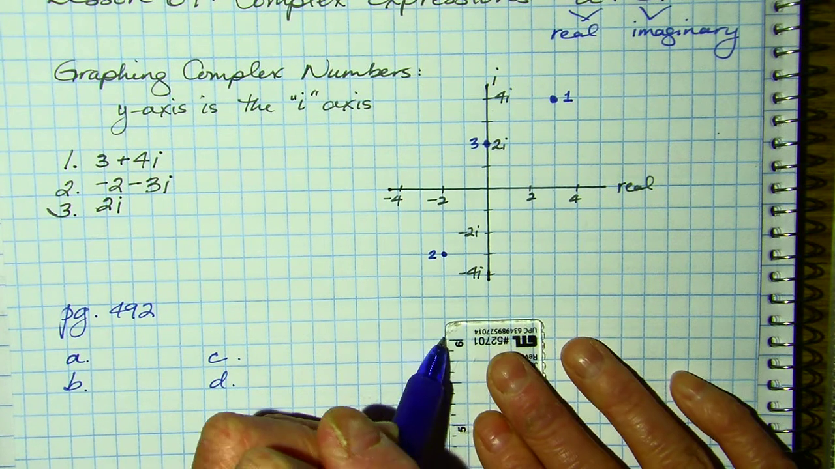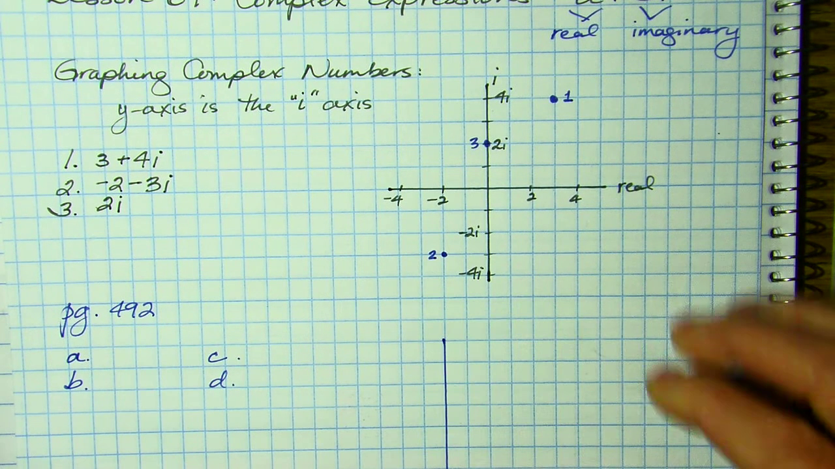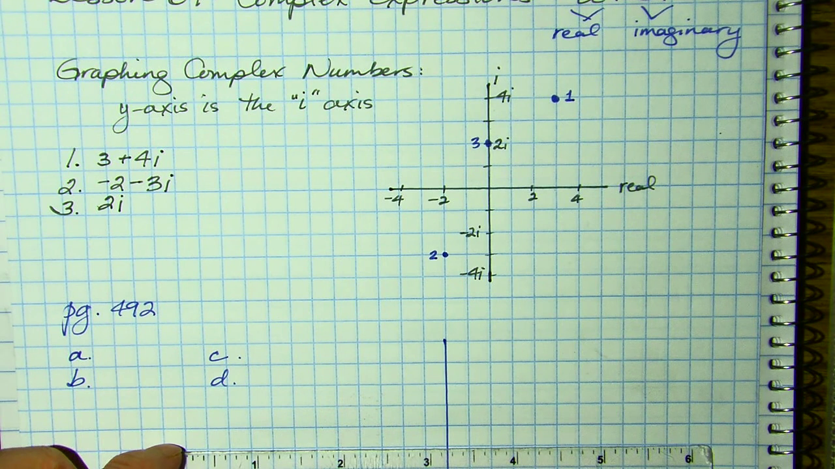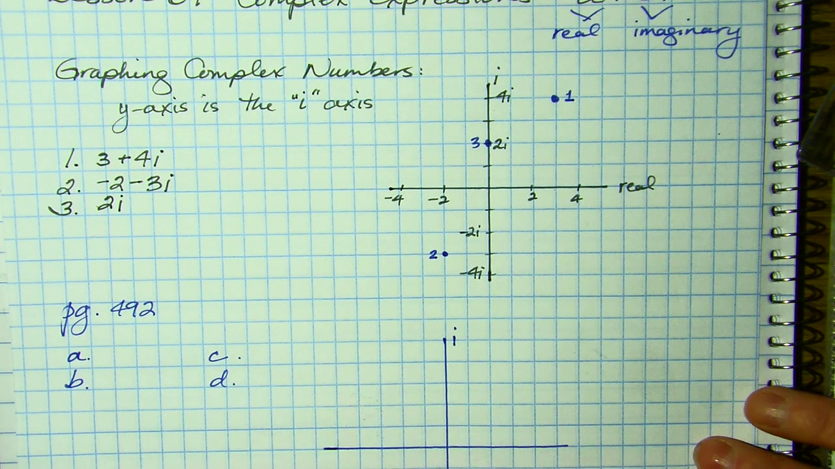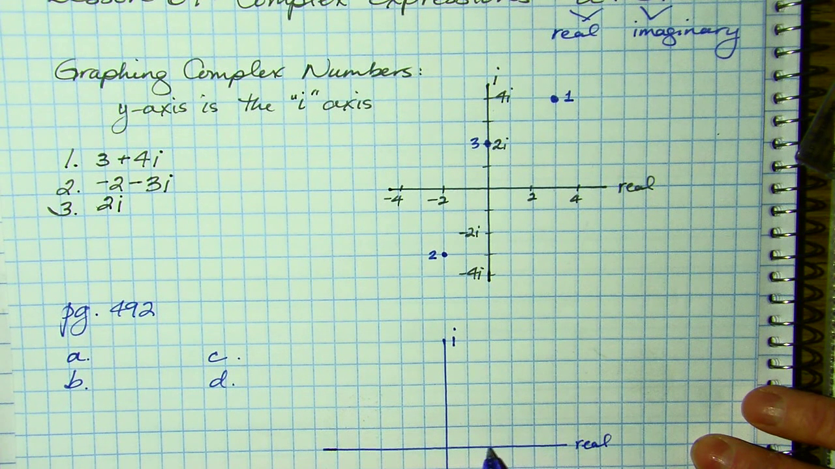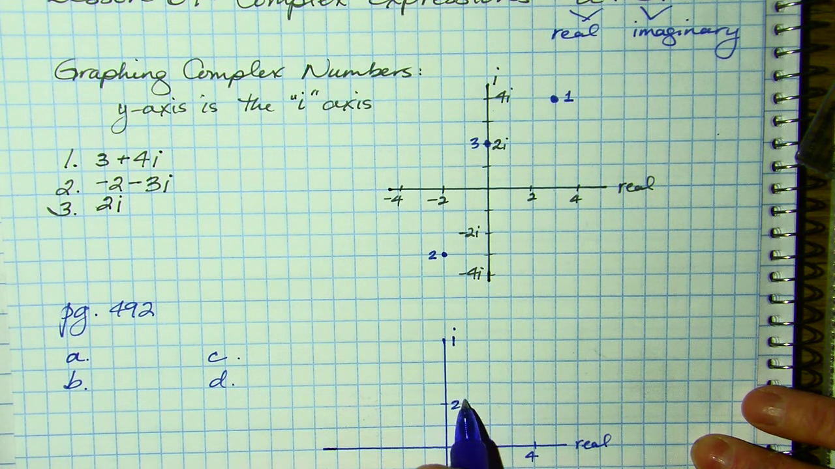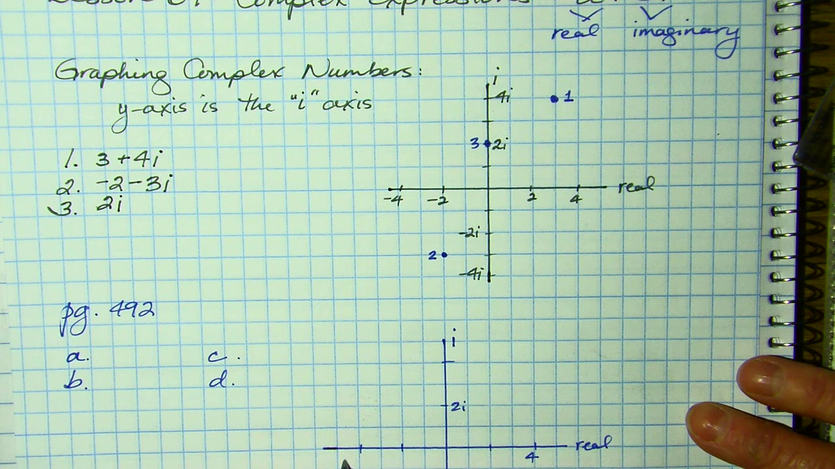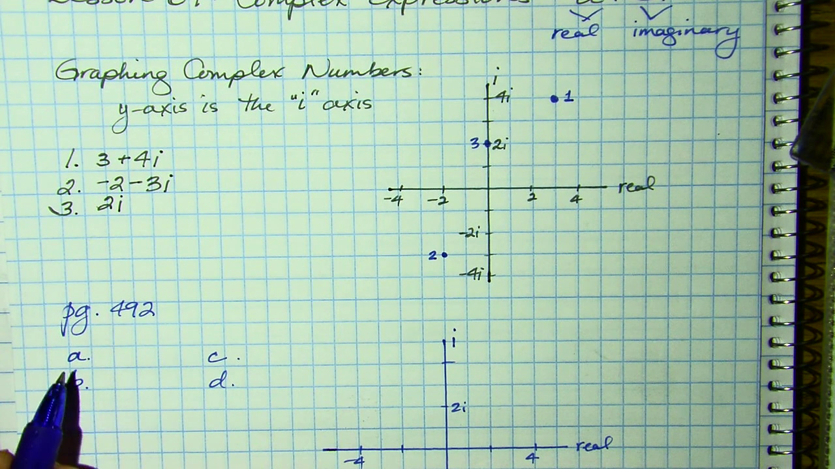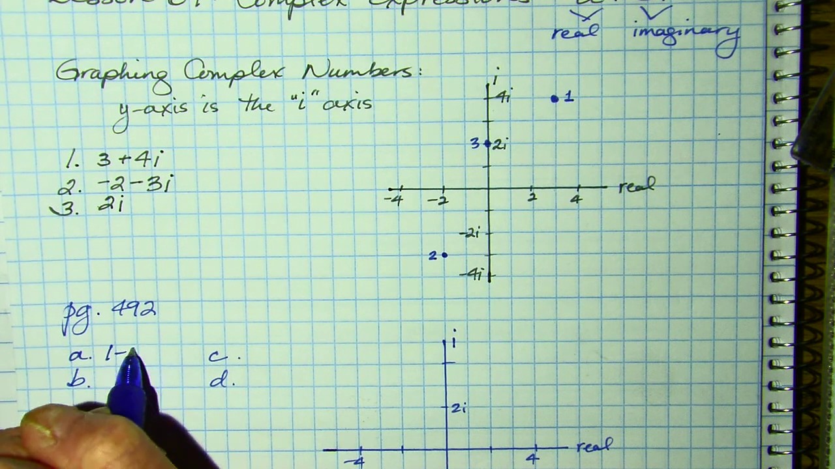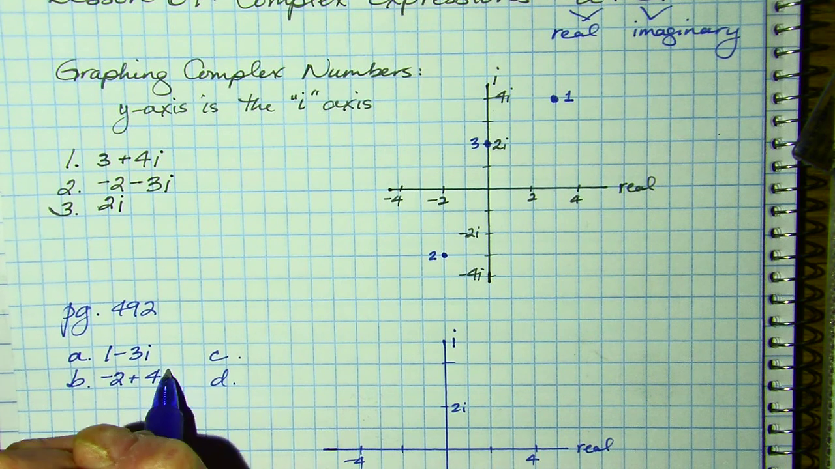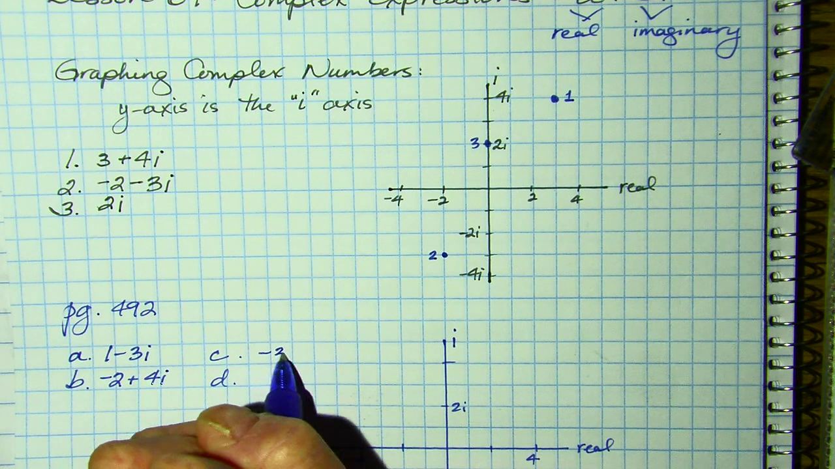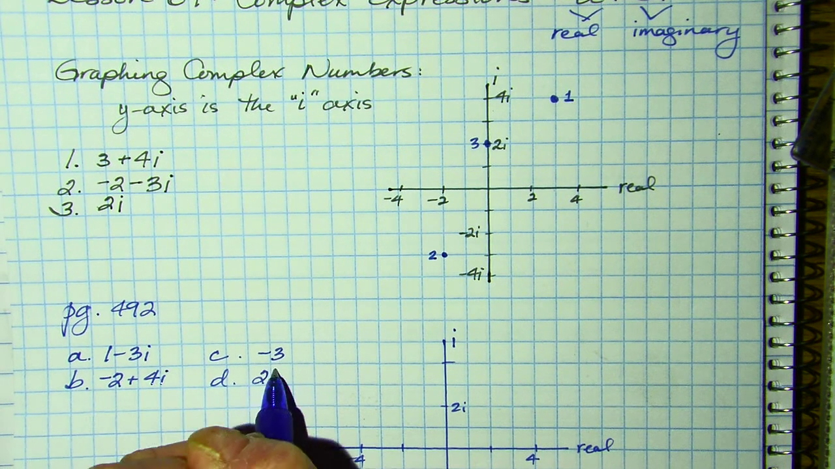So when you graph, make sure the y is I, and this is our real. So 2, 4. This would be 2i, 4i, -4, -2i, -4i. So here are the 4 they'd like us to graph. In part A, they want us to graph 1 minus 3i. In part B, they want us to graph -2 plus 4i. In C, -3. And D, 2i.